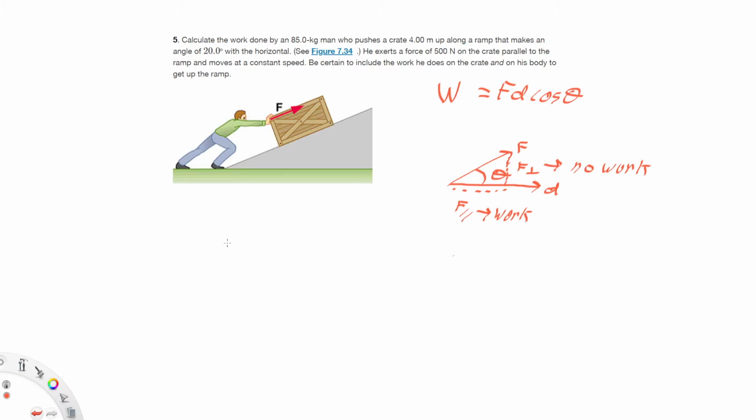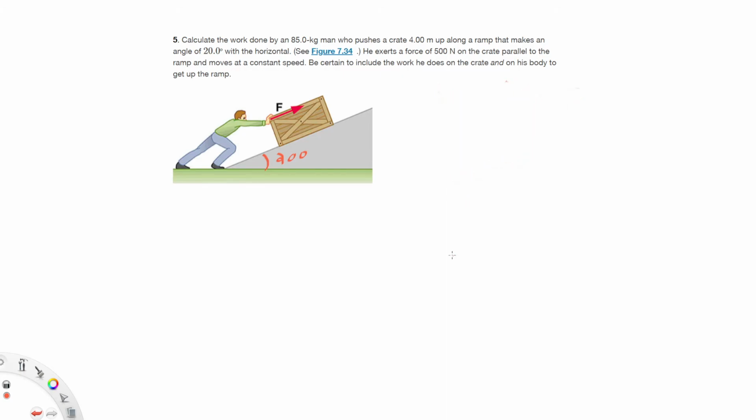Okay, so for this problem, we got a person pushing a crate up a ramp. The ramp is 20 degrees to the horizontal. And he pushes with 500 newtons worth of force. It's a fair amount of force. The box moves up the ramp at a constant speed. Acceleration is 0.